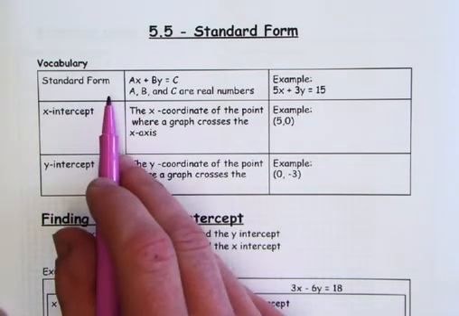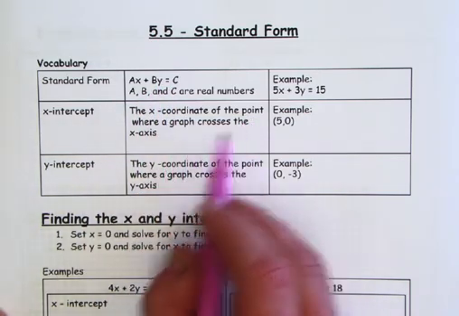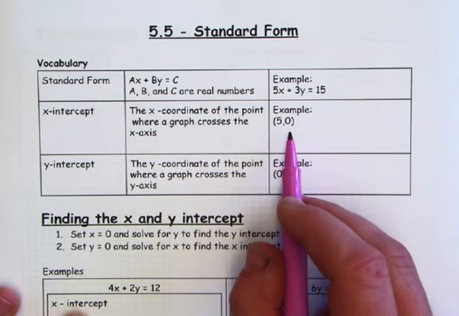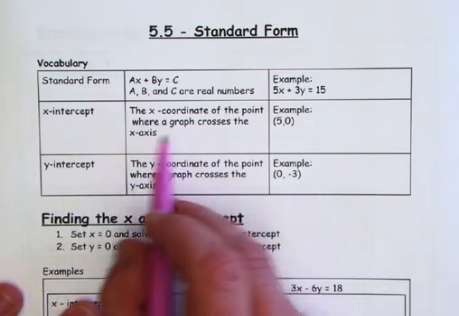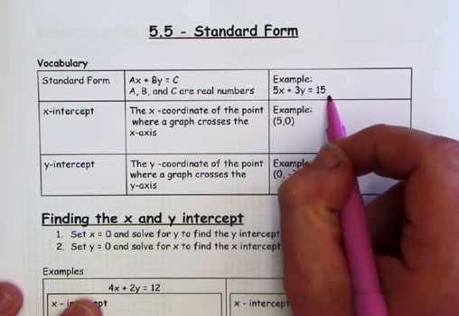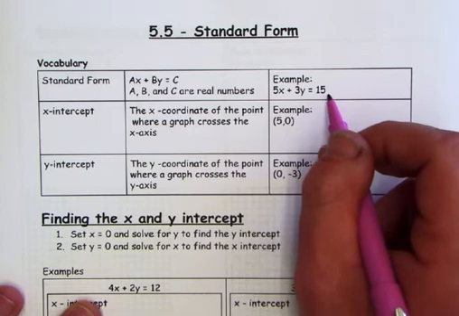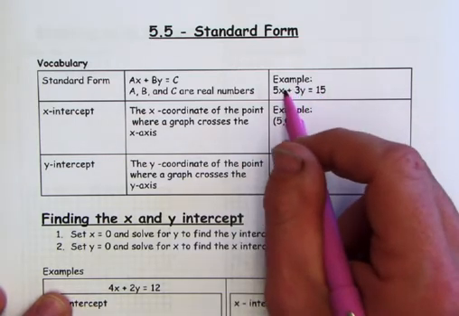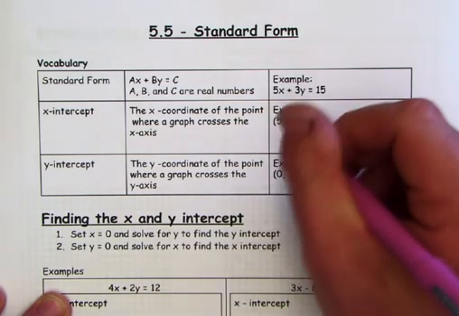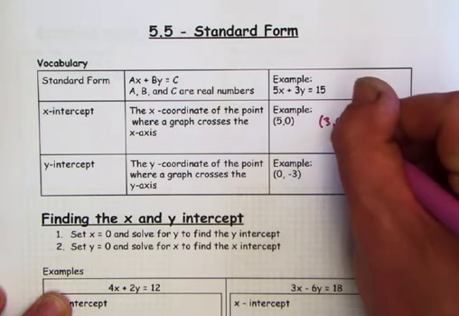Because in standard form, ax plus by equals c, the x-coordinate of the point where a graph crosses the x-axis is easily found by just setting y equal to 0. So for the x-intercept, where it crosses the x-axis, if we set y equal to 0, we would get 5x equals 15. We could divide by 5, and x would equal 3. So that's the x-intercept. Here it would be 3, 0.